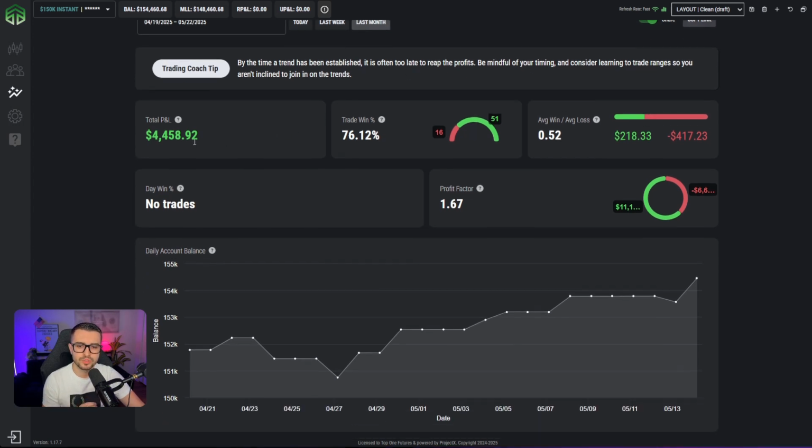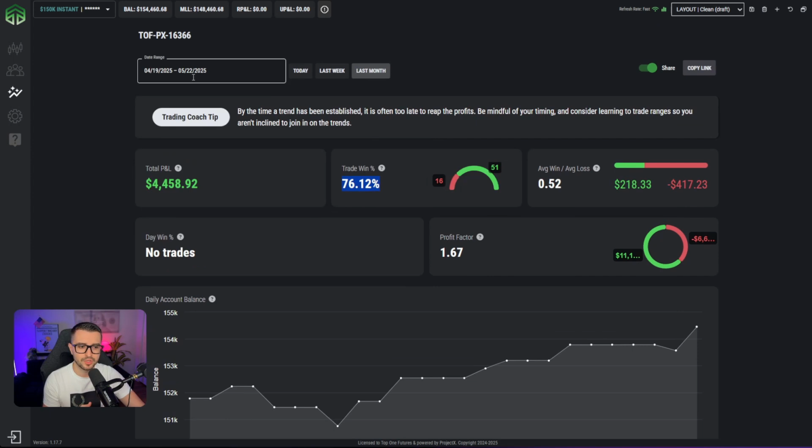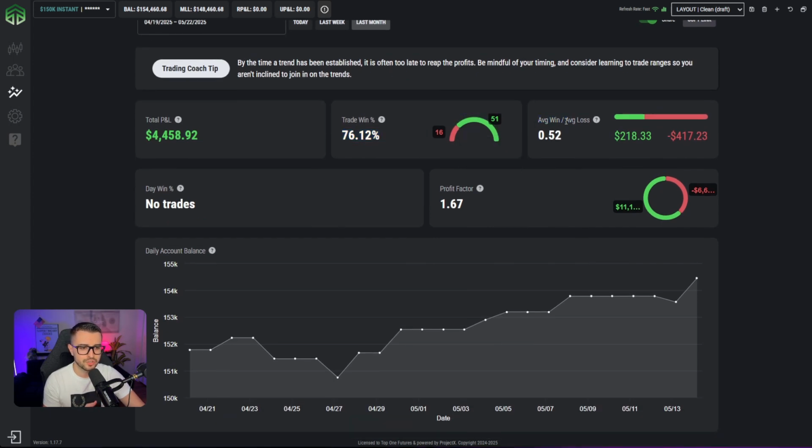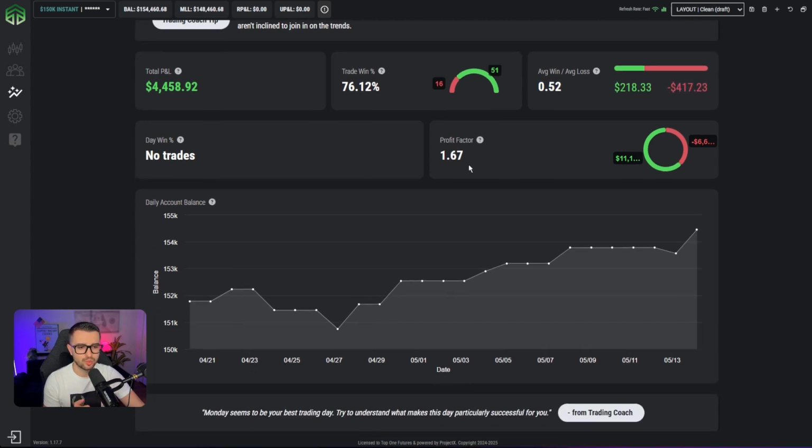Now, starting on the numbers, we have our total P&L right here. We have our trade win percentage, which is 76%. Okay, how many trades I've won versus how many trades I've lost in this time period. Okay, our average win versus our average loss. So what's our average winning trade versus our average losing trade, and also the ratio. We have the profit factor here, so the total gains and the total losses. So if you do the math between these two numbers, it should come up to our net P&L.